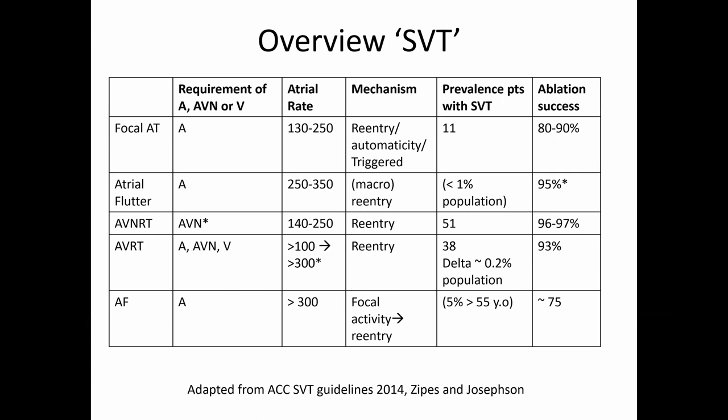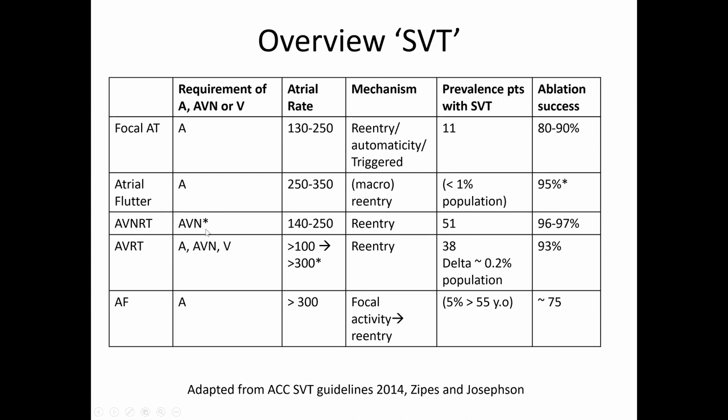So look, we've covered quite a lot. And just to summarize, we haven't even really spoken too much about focal atrial tachycardia, but it's usually an automatic or triggered arrhythmia. It could be focal micro-reentry, but that's unlikely. Atrial rate 130 to 250, high ablation success. Typical atrial flutter, reentrant atrial tachycardia or macro-reentry, the atrial rate's usually 250 to 350, again a high ablation success rate.